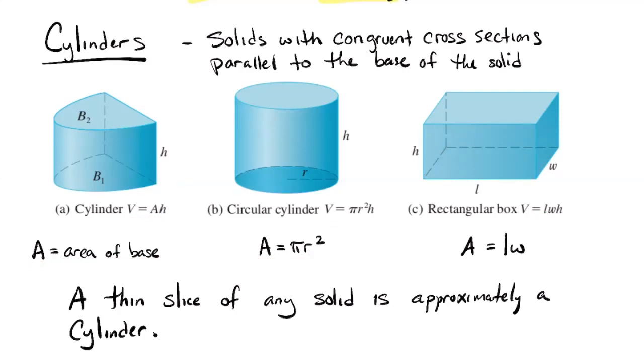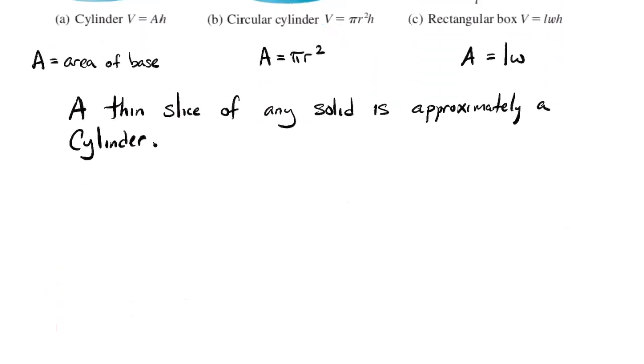How are we going to use that idea to form a local estimate for any solid? Well, if you take any solid region, and you take a thin slice of it, it's approximately a cylinder. If you cut some solid region into a bunch of thin slices, each slice won't be a perfect cylinder, but it's approximately a cylinder. So that's how we're going to take advantage of this idea.